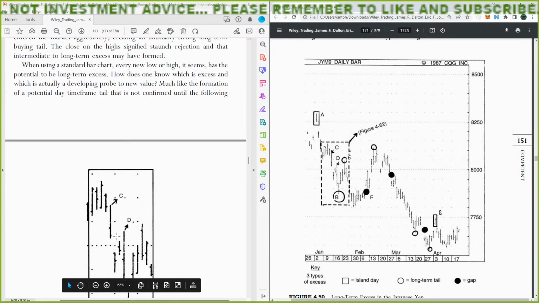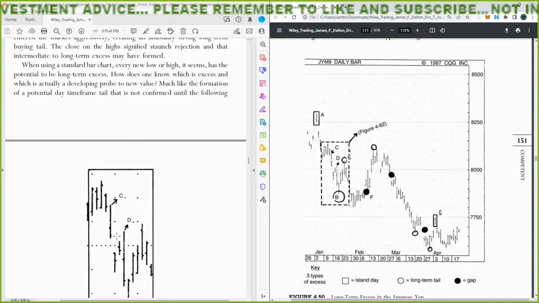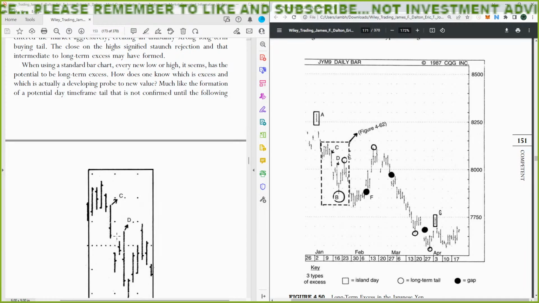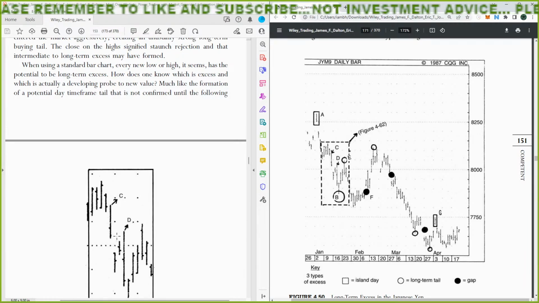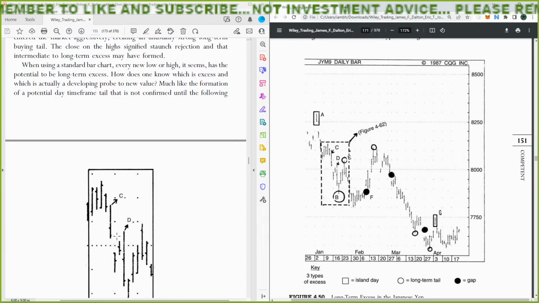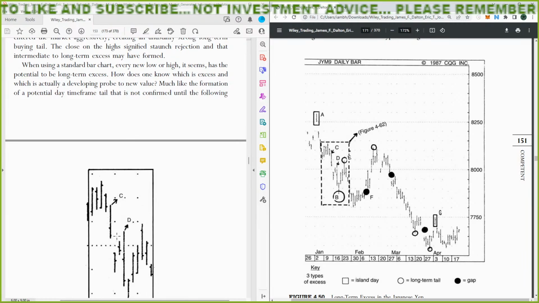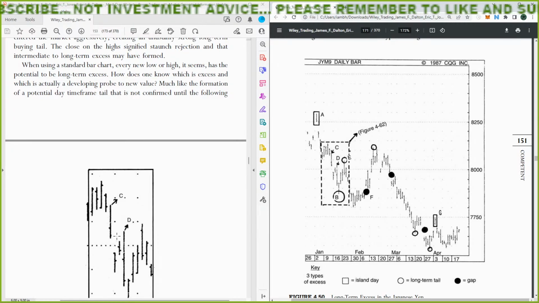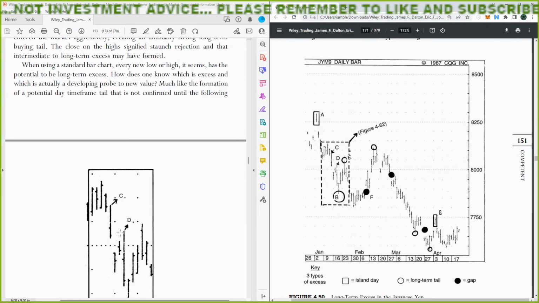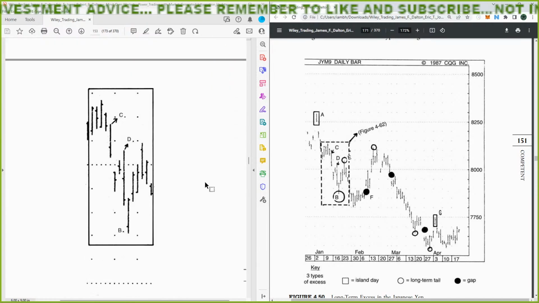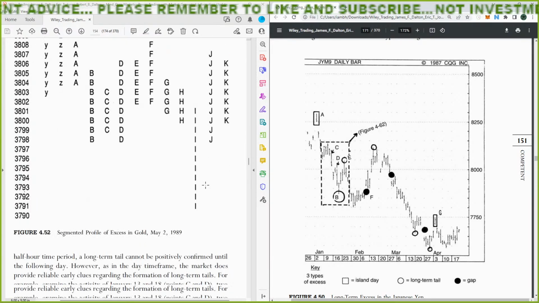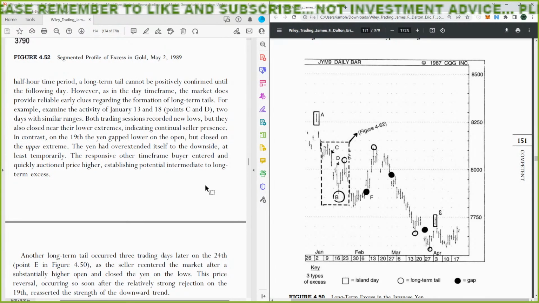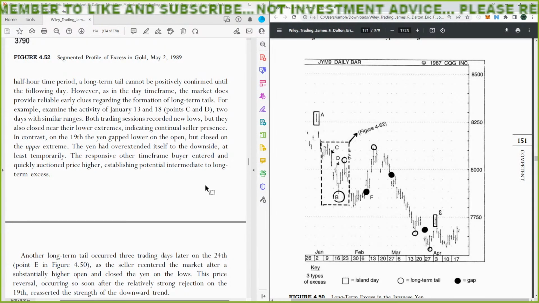When using a standard bar chart, every new low or high, it seems, has the potential to be long-term excess. How does one know which is excess and which is actually a developing probe to new value? Much like the formation of a potential day time frame tail that is not confirmed until the following half-hour time period, a long-term tail cannot be positively confirmed until the following day.